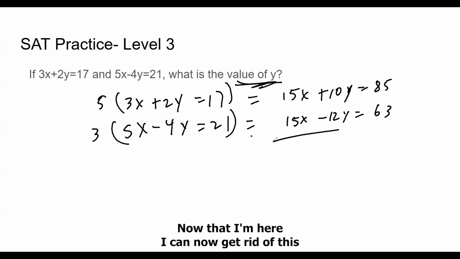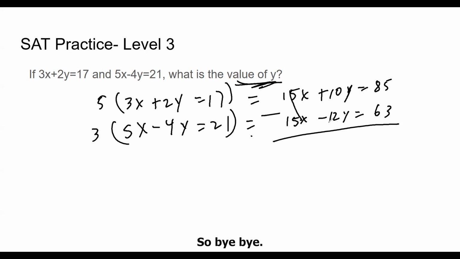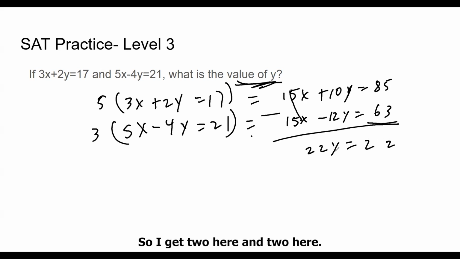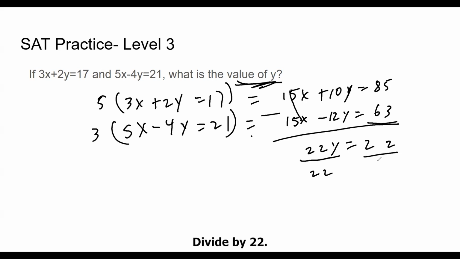All right, now that I'm here, I can get rid of this x. I'm just going to subtract these two equations, and that gets rid of the x. That goes to 0, so bye-bye. Then I do 10y minus 12y. So the two negatives go to a positive. So it's really 22y equals 85 minus 63. All right, so I get 2 here and 2 here. Now it turns out really nicely. I'm going to divide by whatever's beside the y, which is 22. Divide by 22, so y is equal to 1. And that's what I want.